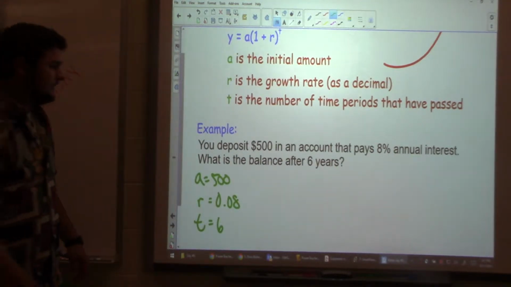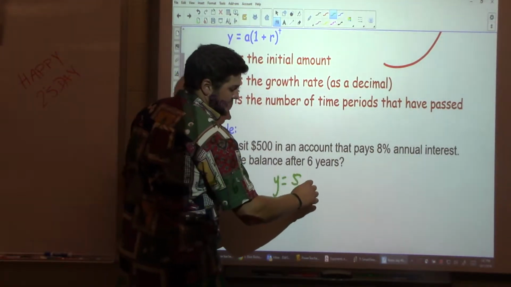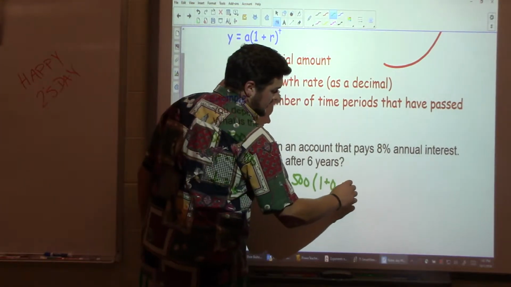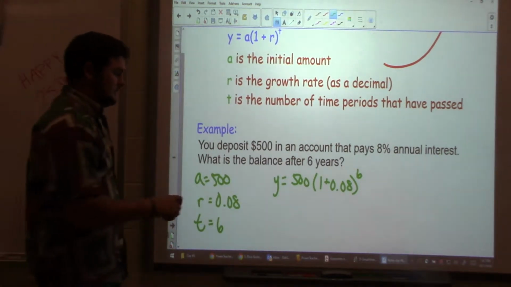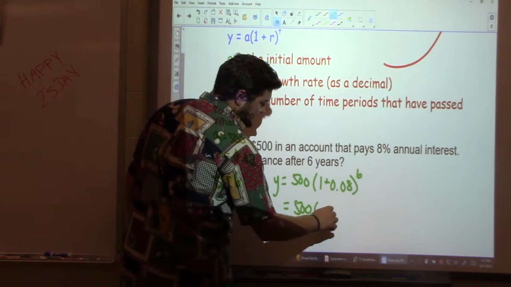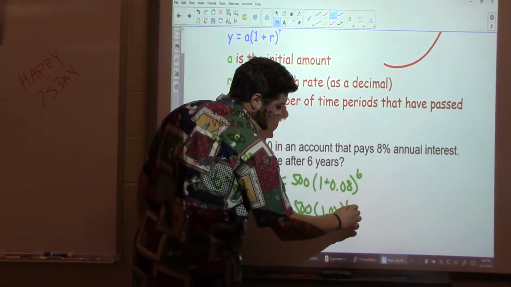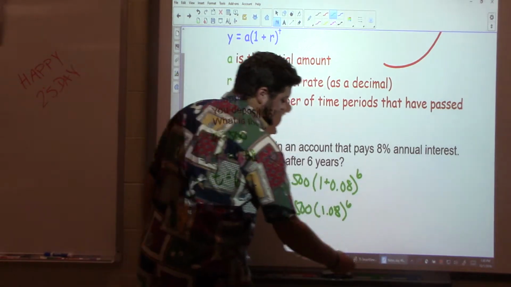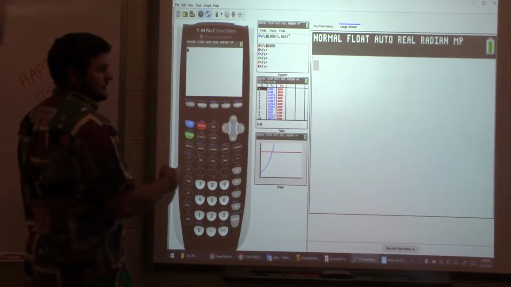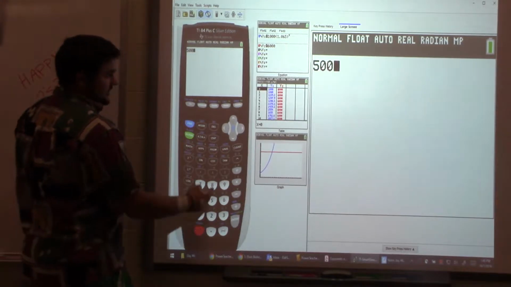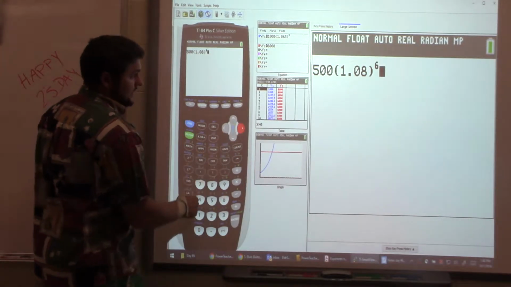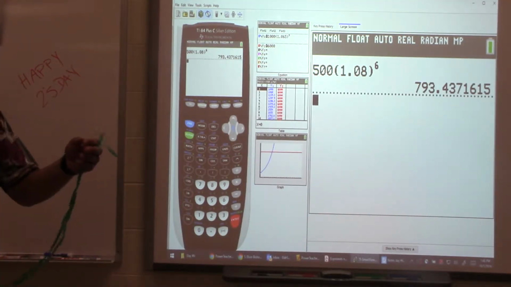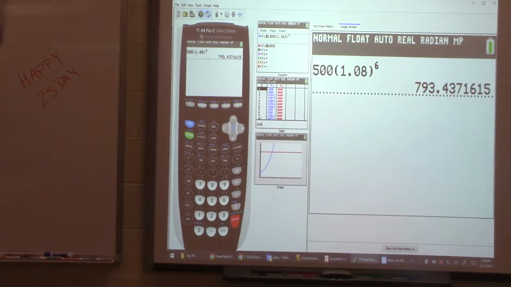Okay, so go ahead and plug those in. Y equals 500 times 1 plus 0.08 to the 6th power. It's the same as 500 times 1.08 to the 6th power. We should be able to plug that right into our calculators. That's a big one, 500 times 1.08 to the 6th. You can plug it all right in. You get 793.4371615. Now, it didn't tell us what to round to.